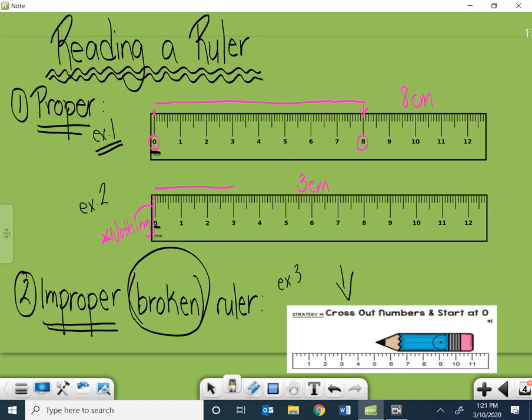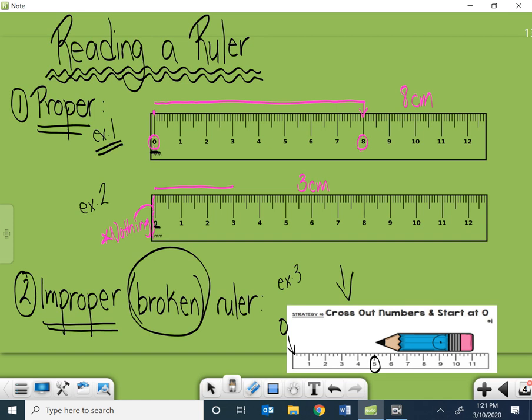So example 3, I want to measure this pencil. But now I don't want to start at 0. So 0 would be right here, but for some reason I want to start right here. This is my starting point. I've started at 5 instead of 0. Now that's not wrong, it just means I'm starting at 5.